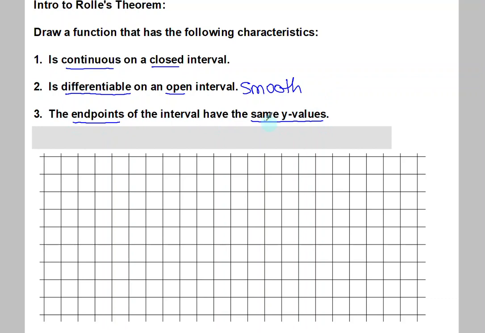So, same y values. Wherever we start the function, we have to come back to that point, making sure I never pick up my pencil. I'm drawing smoothly, no corners, vertical tangents, things like that. The endpoints have the same y values, so where I started is level to where I stop. I could go up and simply just come back down. I could also stay at the exact same place the entire time, as long as the beginning and the end have the same y values.